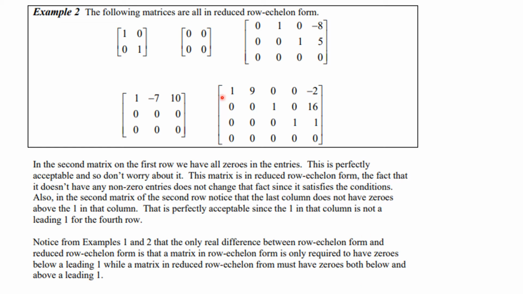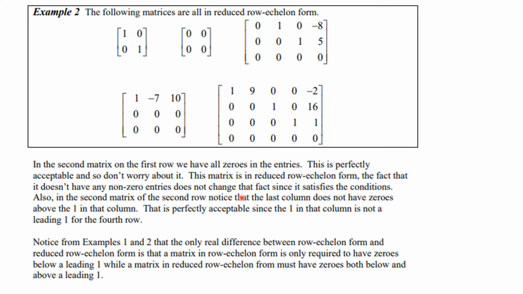Now these are all in reduced row echelon form because every time you have a 1, there's only 1 in each column. Now here there isn't a 1, and so that's different. Now in the second matrix, in the first row, they're all zeros. That means this is vacuously fulfilled. So that matrix is in reduced row echelon form, and the fact that it doesn't have any non-zero entries doesn't change the fact that it satisfies the condition.